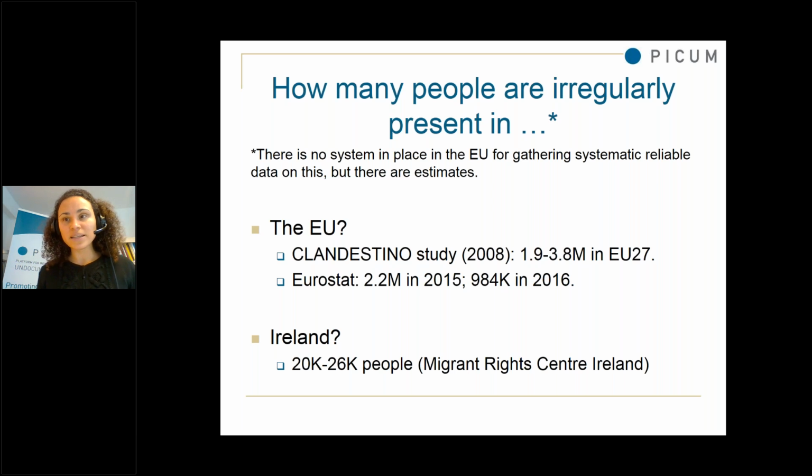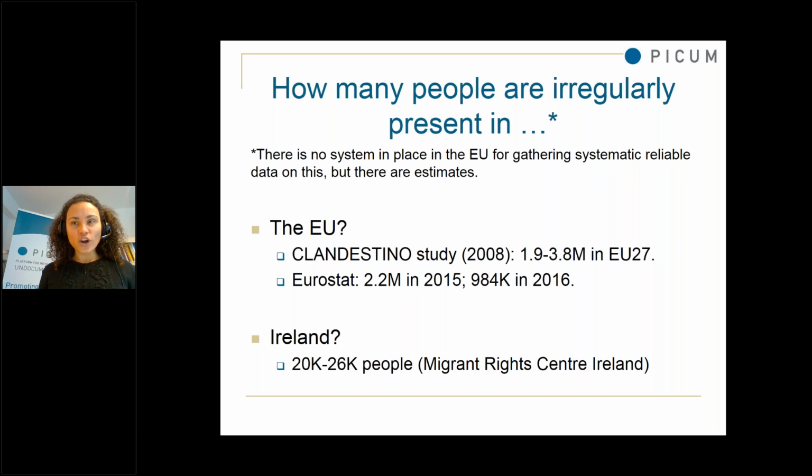Now, the most systematic study, or attempt to study, the number of people irregularly present in Europe occurred almost 10 years ago as part of a study called Clandestino. And at that time, in the EU 27, it was estimated that between about 2 and 4 million people were irregularly present in the EU.